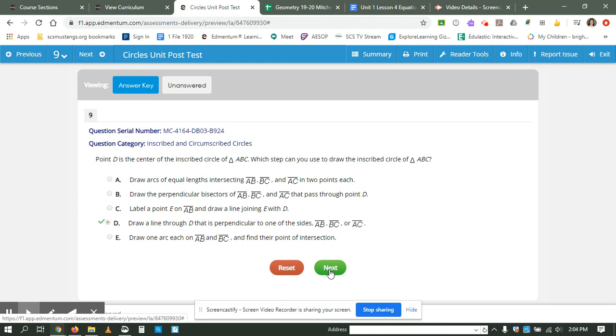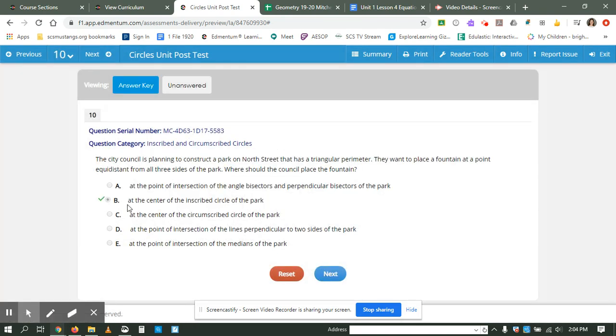Looking at 10, that is going to be located at the center of the inscribed circle of the park. So that fountain should be at the center of the inscribed circle of the park.